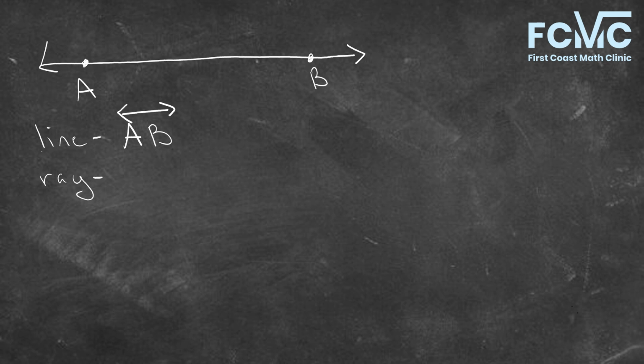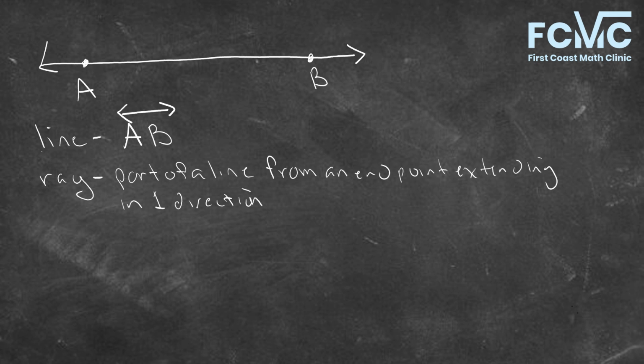Now, a ray specifically is a part of a line from an endpoint extending in one direction. So let's find the part of a line from our line AB. Let's say our endpoint is going to be A, and we're going to extend towards B. So our ray here is going to look like this. Our endpoint is A towards B. So A is our endpoint.